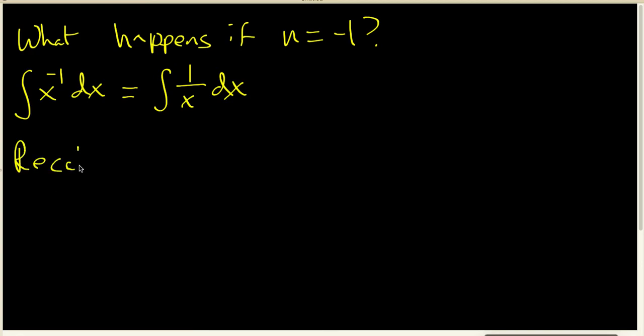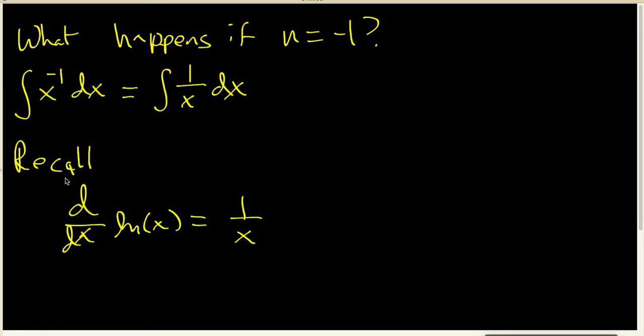I want to recall that I know that the derivative of ln of x is 1 over x. And using this fact here, I can say that the antiderivative of 1 over x is going to be the natural log of x plus any constant that I want to add.